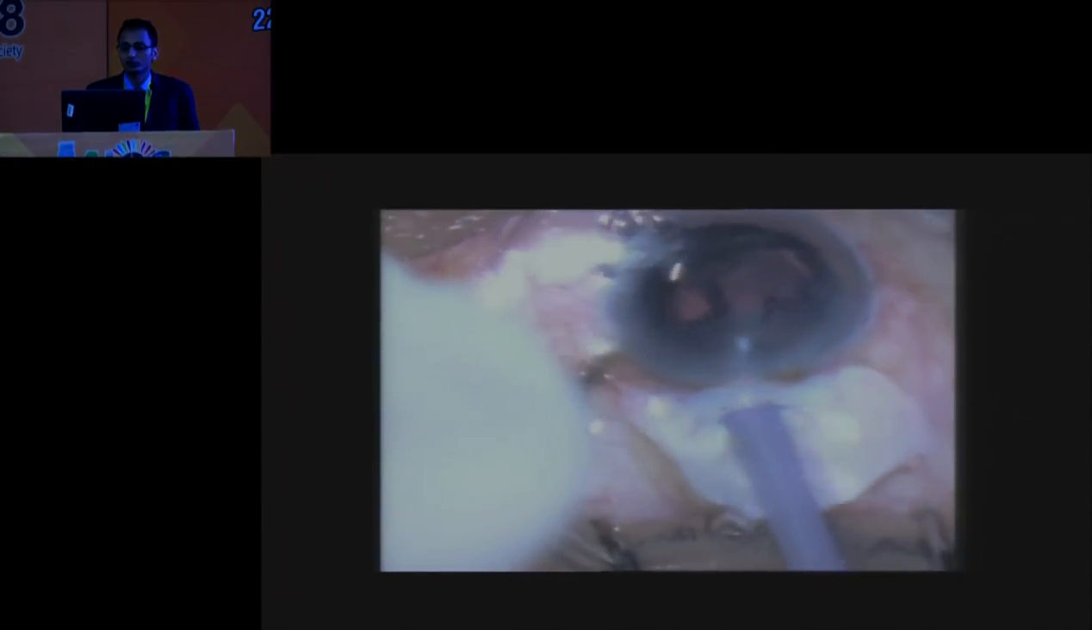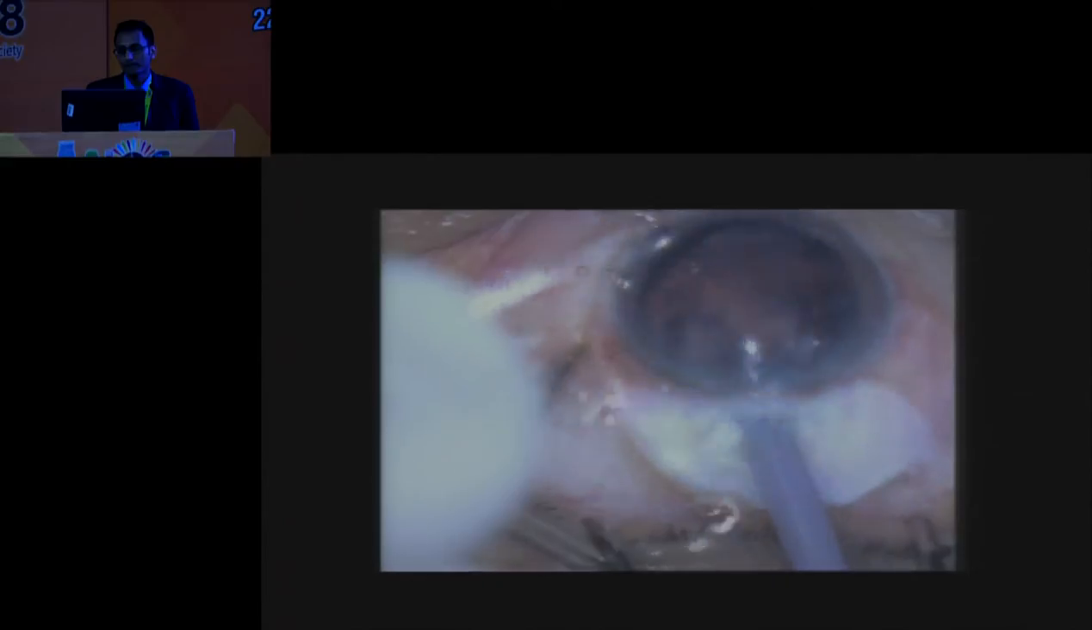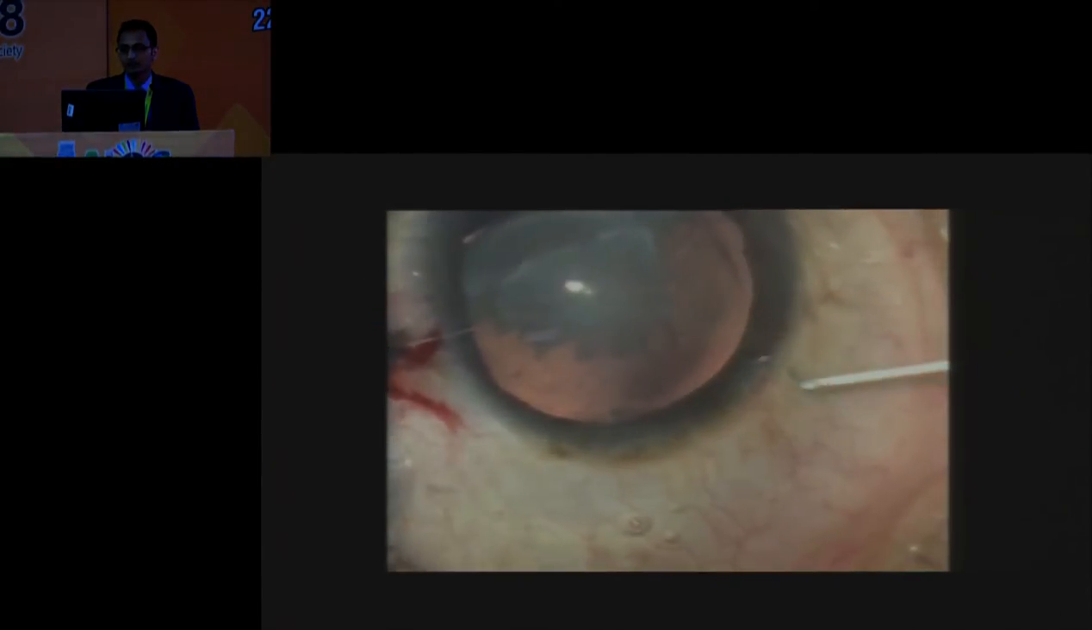Keep your phaco tip in the safe zone. Don't go into the zonular dialysis area, because then there will be more chances that you will end up doing more damage. There is one more similar case.